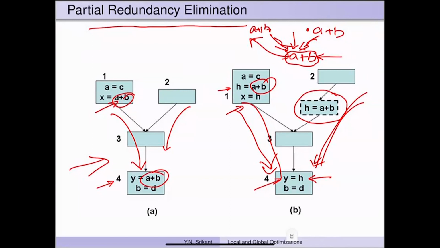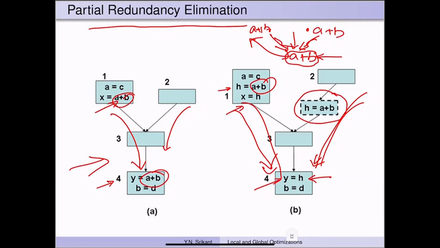See, with PRE, you can get rid of the GCSE algorithm. This automatically performs GCSE also. So a single application of PRE will automatically take care of both GCSE and partial redundancy. That is, if there is no need to perform PRE, it can do GCSE. So it's not going to be harmful in that sense.